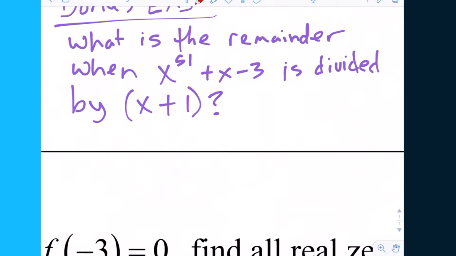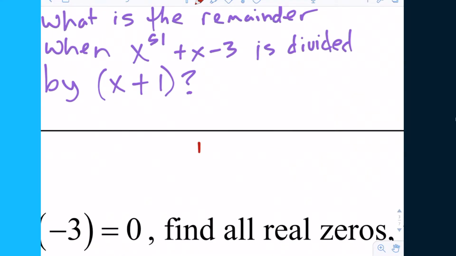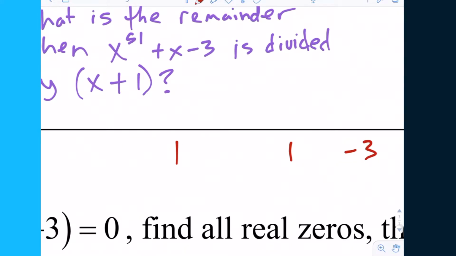Besides, why do conventional division when there is a synthetic method for doing so, right? So if we wrote down the coefficients, 1x to the 51st, 1x to the first, minus 3, we could just synthetically divide with the root of x plus 1, which is negative 1. Now, there is a caveat to synthetic division, isn't there? We have to have a placeholder for every missing term that's not there.